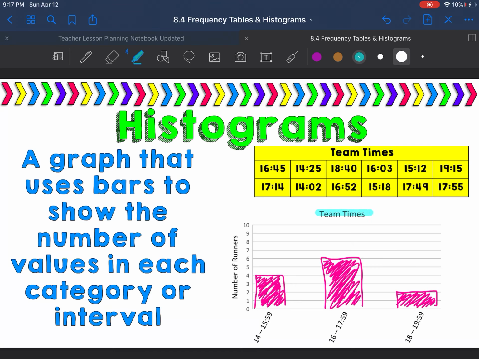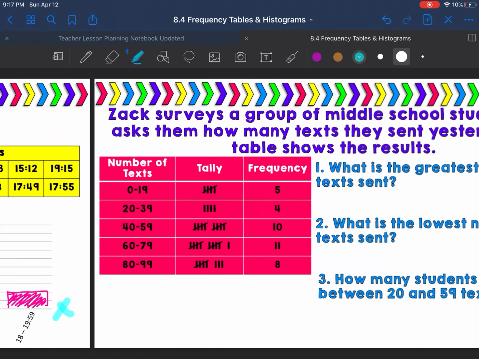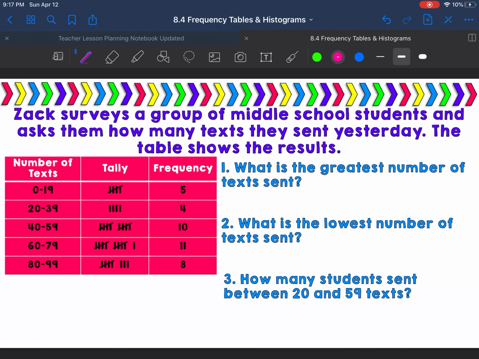Notice a couple things on this histogram. The first thing I want you to notice is my title. I have a title. I also am labeling my y-axis. Remember, this is my y, this is my x. I'm labeling my y-axis. So now I know that it's for runners. So a couple things to take note.